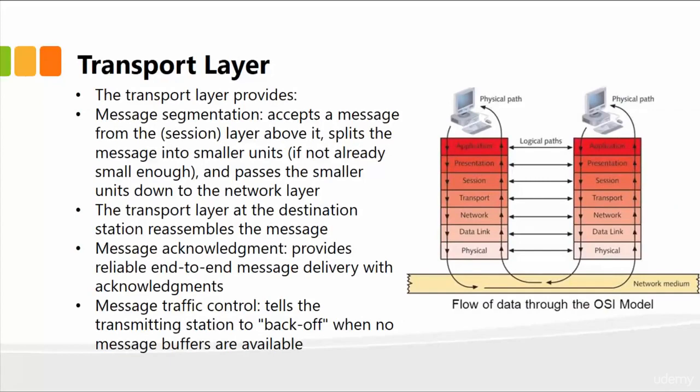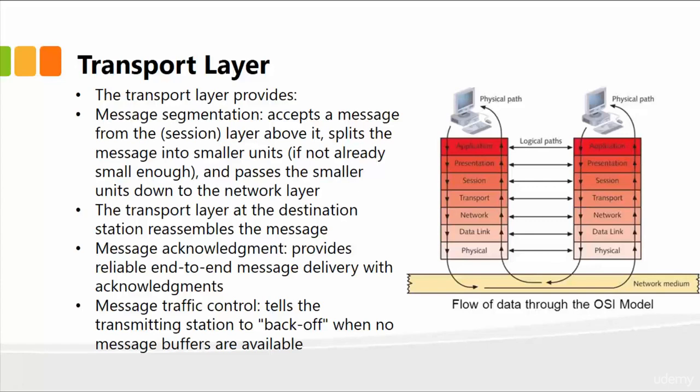Moving upwards towards the user, the next layer is the transport layer. It simply provides message segmentation: it accepts a message from the session layer above it, splits the message into smaller units, and passes the units down to the network layer. The transport layer at the destination station reassembles the message. The message acknowledgement provides reliable end-to-end message delivery, and that's important. So keep this in mind whenever you hear transport layer. It's end-to-end message delivery in a reliable manner.